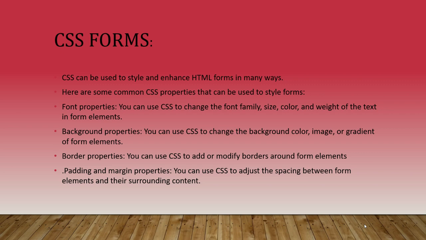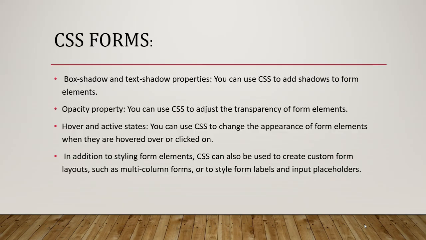Font properties: you can use CSS to change the font family, size, color, and weight of the text in form elements. Background properties: you can use CSS to change the background color, image, or gradient of form elements. Border properties: you can use CSS to add or modify the borders around the form elements. Padding and margin properties: you can use CSS to adjust the spacing between form elements and their surrounding content.